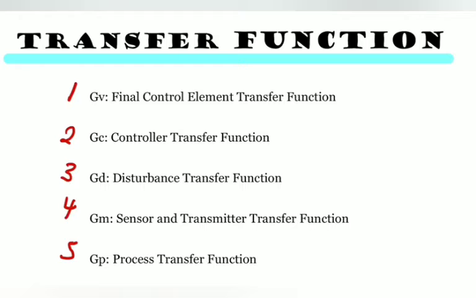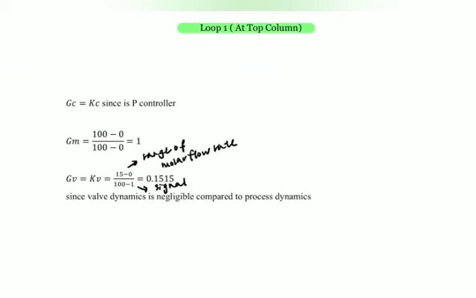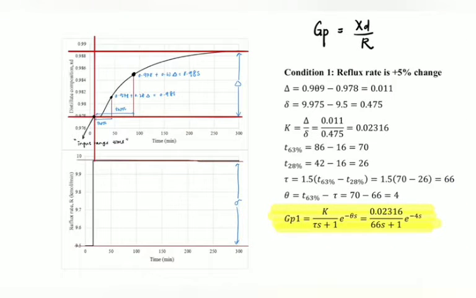I'm Xing from Team 4. Now we'll explain the transfer function in problem 3B. We have 5 transfer functions, which are GV, GC, GD, GM, and GP. So we let GC equal KC since we use the P controller, GM equals 1. KV is the range of the molar flow rate divided by the range of the signal, and we let GV equal KV since valve dynamics are negligible compared to the process dynamic. So we need to find the GP. Here, GP is XD over R.